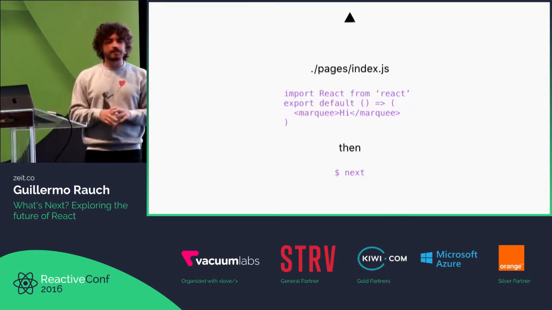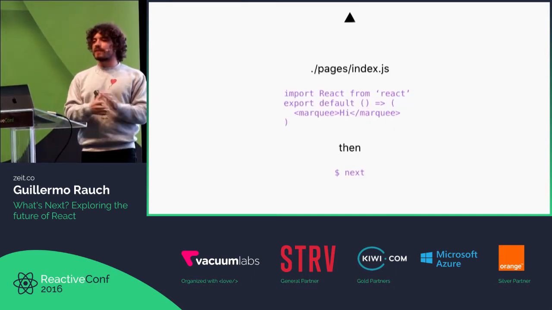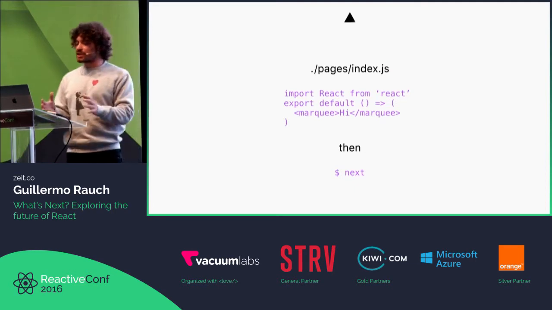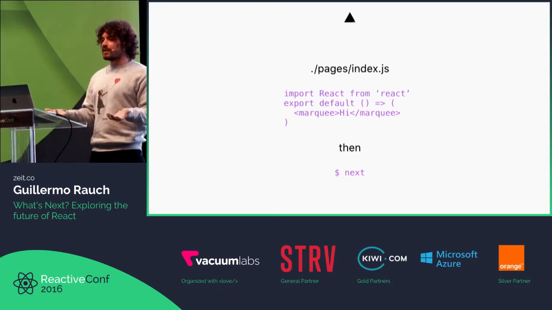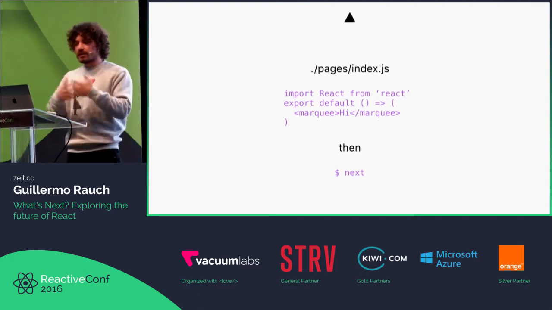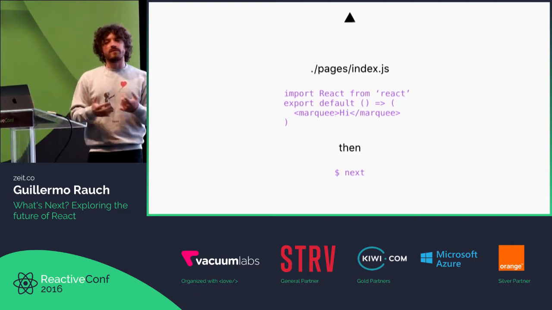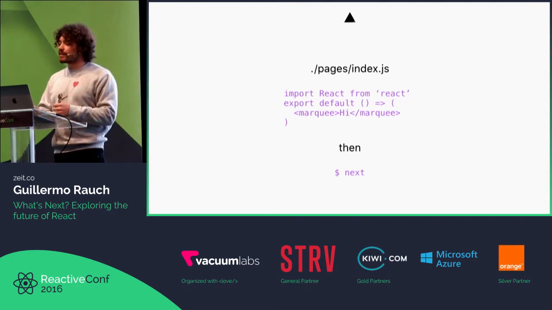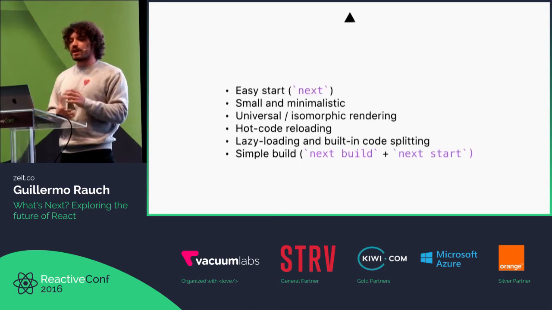To recap, we take advantage of the file system as an API. So all you do is create a pages directory, and inside you declare your components. You can override this as well, and I'll talk about that later on. But this is basically all it takes to start your universal JavaScript application.